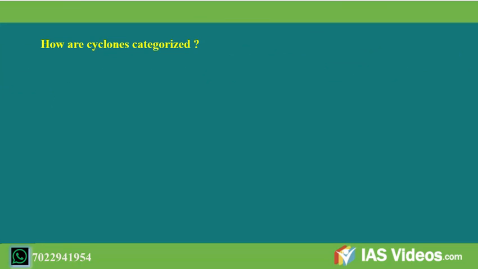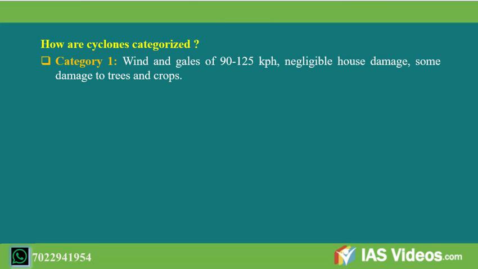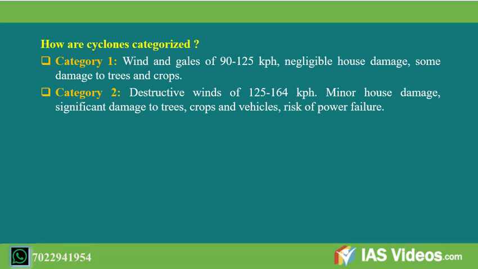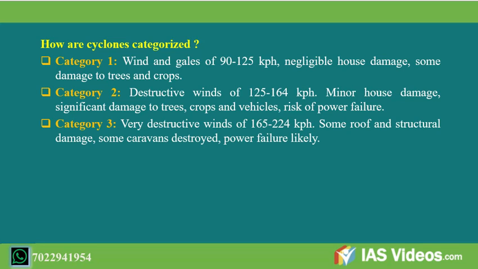How are the cyclones categorized? Category 1. Wind and gales of 90 to 125 kph, negligible house damage, some damage to trees and crops. Category 2. Destructive winds of 125 to 164 kph, minor house damage, significant damage to trees, crops and vehicles, risk of power failure. Category 3. Very destructive winds of 165 to 224 kph, some roof and structural damage, some caravans destroyed, power failure likely.